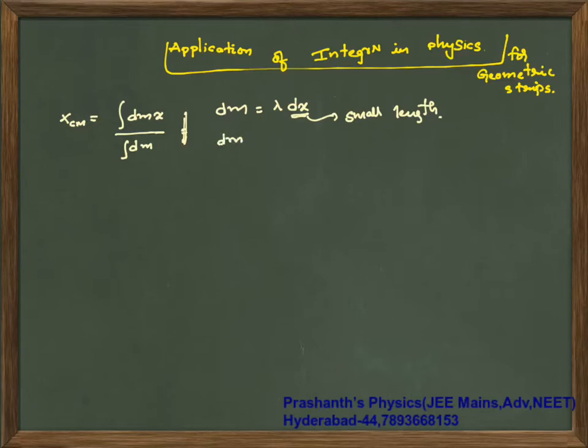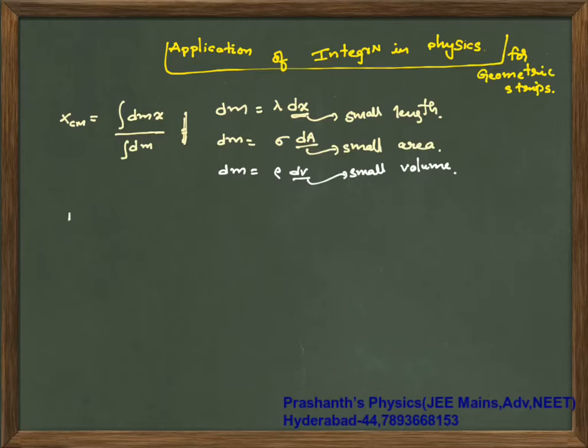Similarly, for dm, in certain situations we will write sigma times dA. This is your small area. For what kind of object we need to take this small area, in which manner, is what I am going to discuss. Similarly, for small mass, I will take rho times dV. I will consider small volume. In this manner, I am going to calculate small areas, small volumes, and then get the bigger quantities.